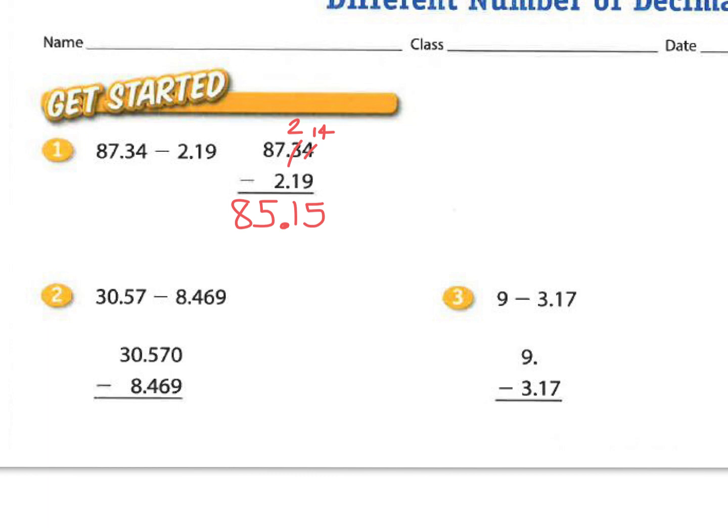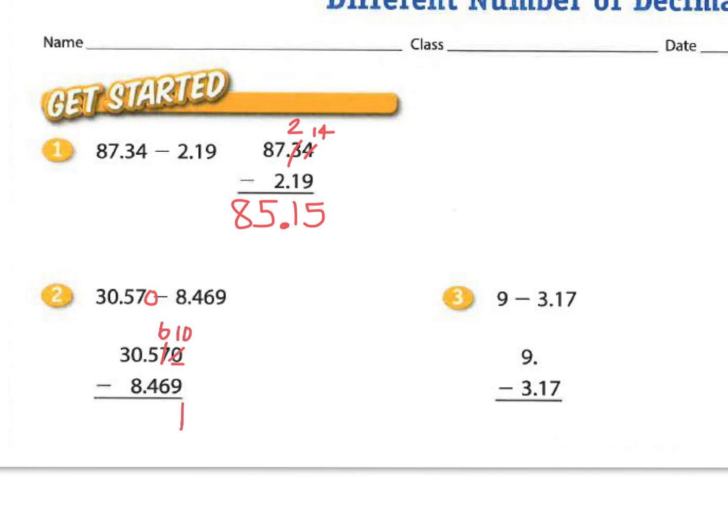Here, number 2, we have 30.570. Notice that they added the 0. You can add a 0 on the end and it does not change the value. So then now everything is lined up, the decimal points are lined up, and all the place values are lined up. So we can't do 0 minus 9, so we got to borrow from that 7, make it a 6, make the 0 a 10.